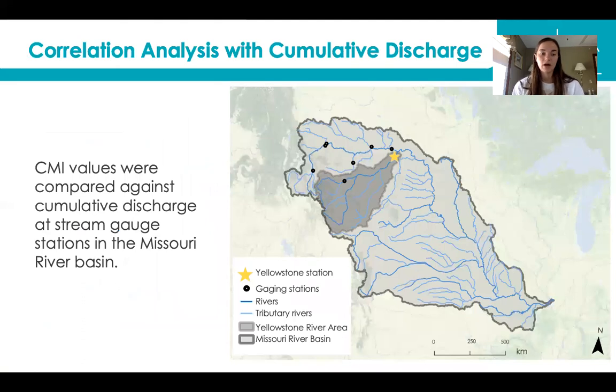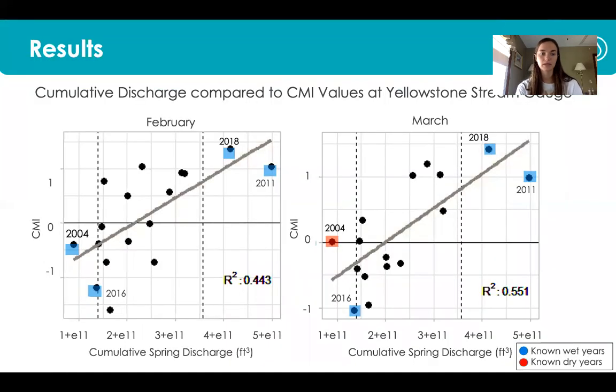To assess the validity of our CMI, we correlated CMI against spring discharge from USGS stream gauge locations. Here in this figure, you can see a subwatershed, which is the Yellowstone area, and we validated our CMI results for this area against spring discharge in yellow. Here are some of the results. R squared value of 0.4 for February CMI versus spring discharge, and then an R squared value of 0.55 for March CMI versus spring discharge.